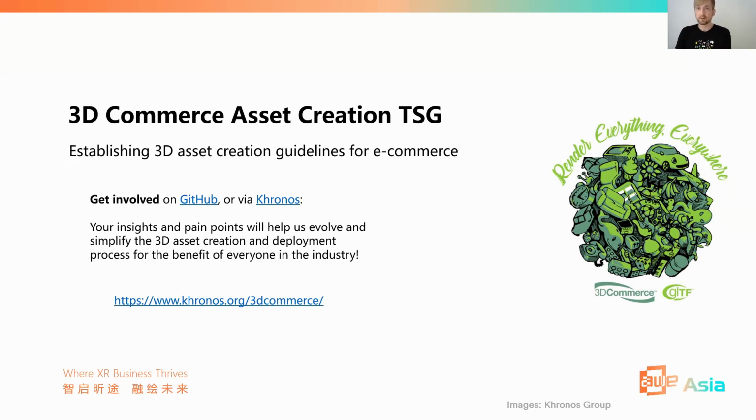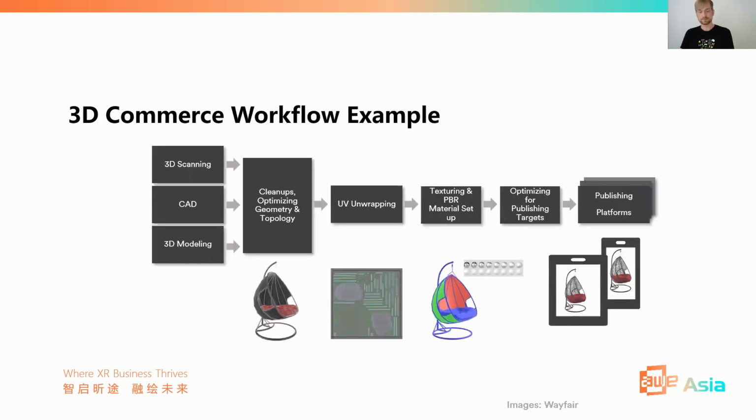So I will now show you parts of a workflow on how to create 3D models for e-commerce. And here's the example. We'll usually, in all the workflows, start by creating geometry, like a mesh. And there are different methods to do this. You can have a 3D scan, you can have a CAD model, or you can use classical 3D modeling, for example, by looking at a reference picture.